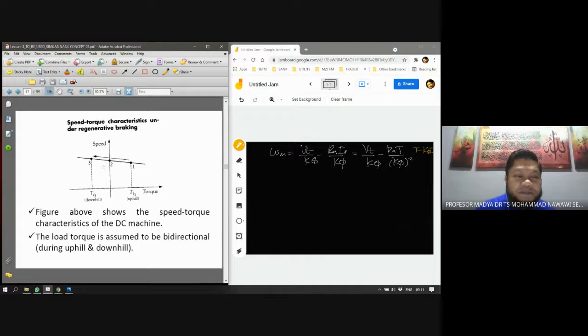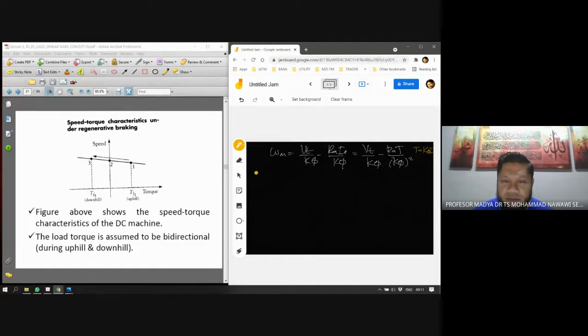If you look further at the torque speed, okay, now if I cannot write here, I have to redraw it somewhere here. I can draw it back. So this is a normal DC torque speed characteristic. We have the normal operation at this point, point number one.